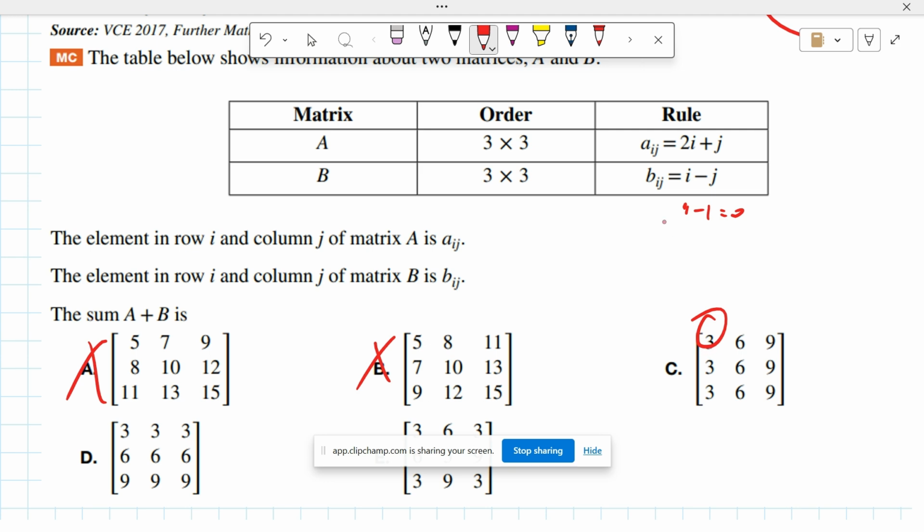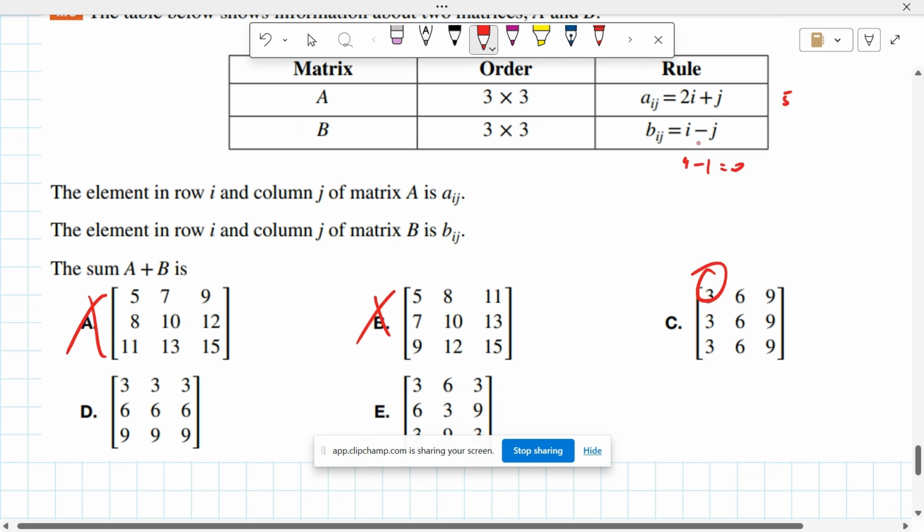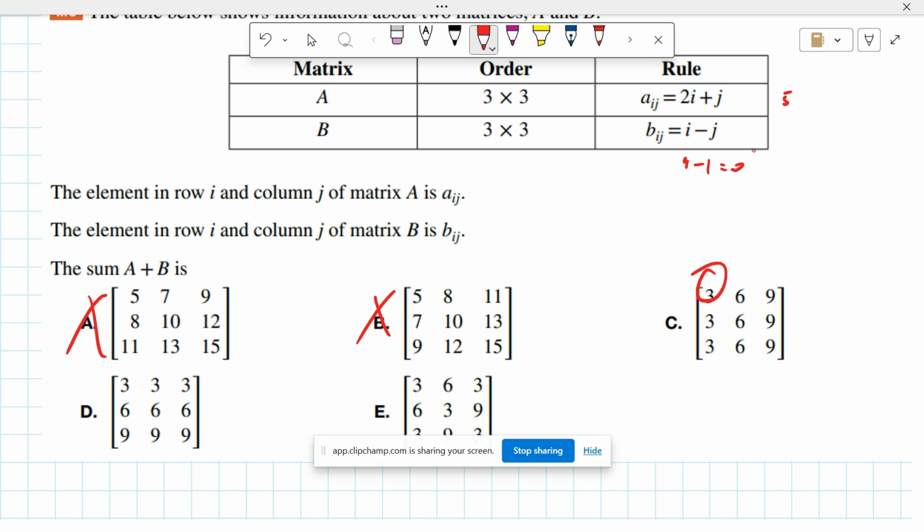For 2, 1, 2 times 2 plus 1 will be 5. And the next one will be 2 minus 1, which will be 1. So the next one will be 6, which means C is not correct. Let's have a look at the next one.